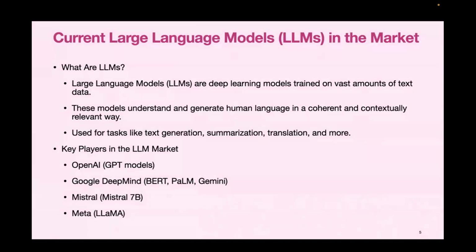Large language models are basically deep learning models. In deep learning, there are many models, for example recurrent neural networks, convolutional neural networks, and transformers. The architecture of large language models is similar to the transformer model.